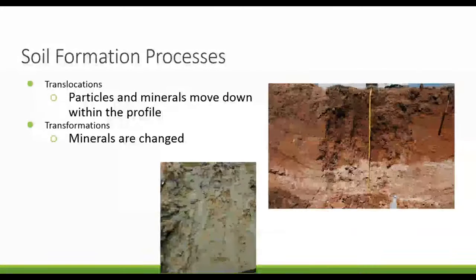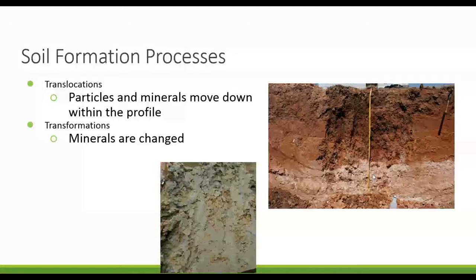Here are some more examples of translocation and also of the transformations, when things change. You can see that this soil changes color as you go down. Part of that color change is due to organic matter moving to a point and then stopping, but also this mineral here, calcium carbonate, that's being carried down through the soil. It reaches this point, the water doesn't go any deeper, and so that calcium carbonate accumulates at that depth.